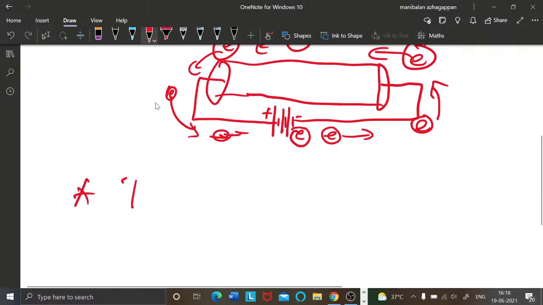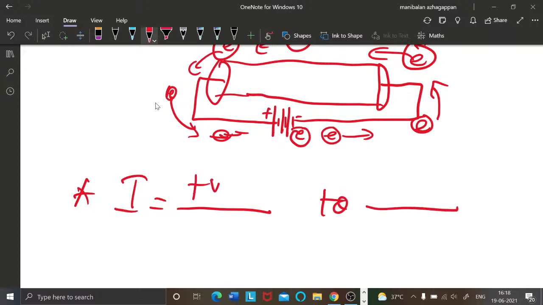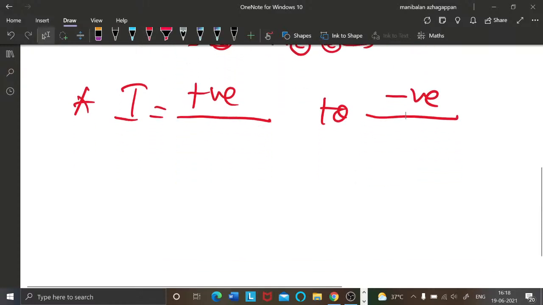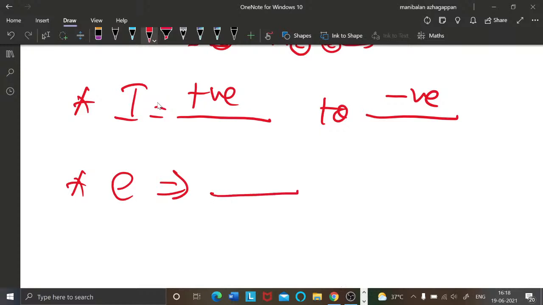So current is moving from positive to negative. The ammeter also shows the direction. The electron is moving from negative to positive. It's very simple.